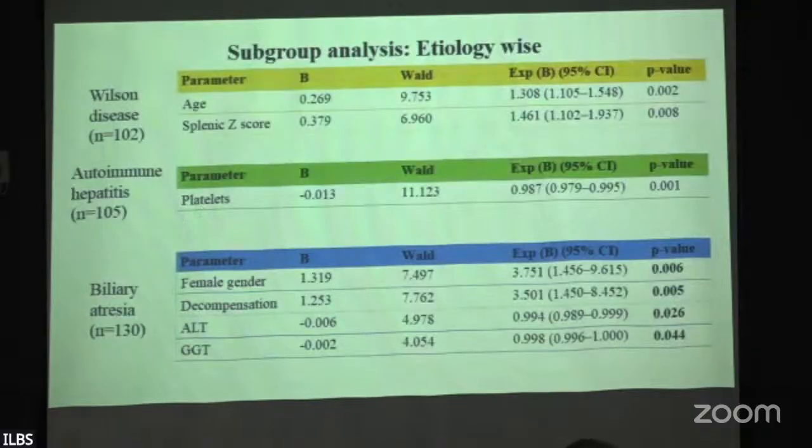Coming to the subgroup analysis, which was done etiology wise, these were the major etiologies which we had. When we analyzed Wilson disease separately, increasing age as well as a higher splenic Z score, probably reflecting the underlying progressive portal hypertension, were the only parameters in the equation. In autoimmune hepatitis, liver stiffness or splenic parameters were not in the equation, and only a low platelet count correlated with the presence of varices needing treatment. In the biliary atresia subgroup of 130 patients, female gender, presence of decompensation, low ALT and low GGT were the parameters in the equation.